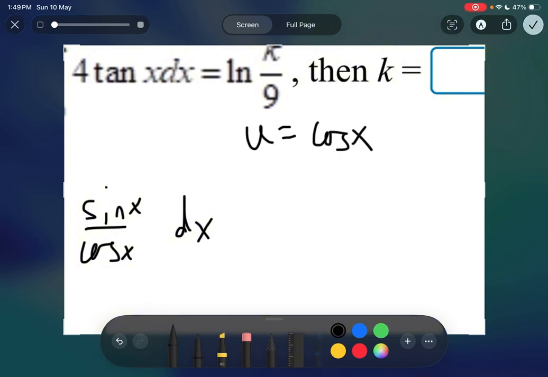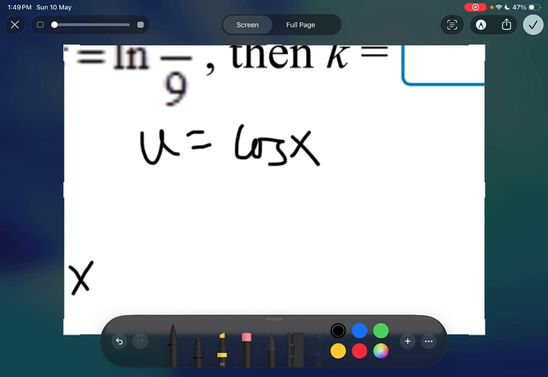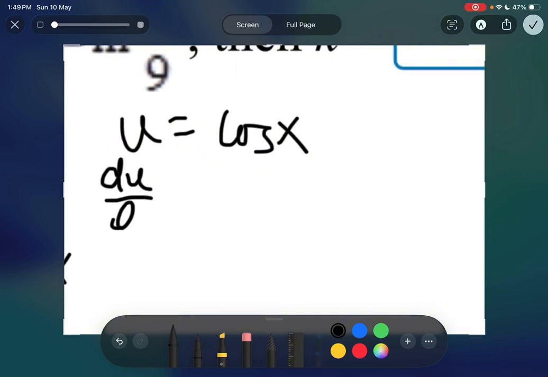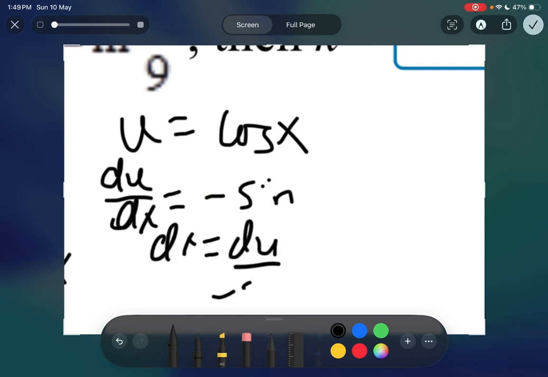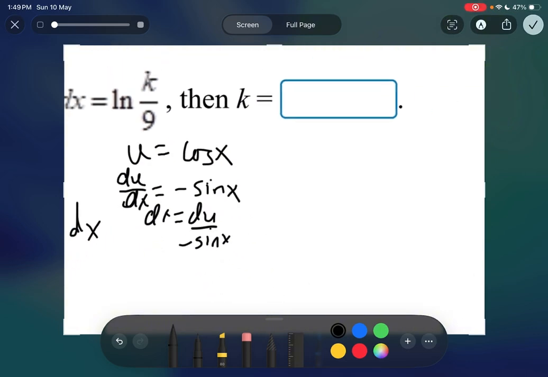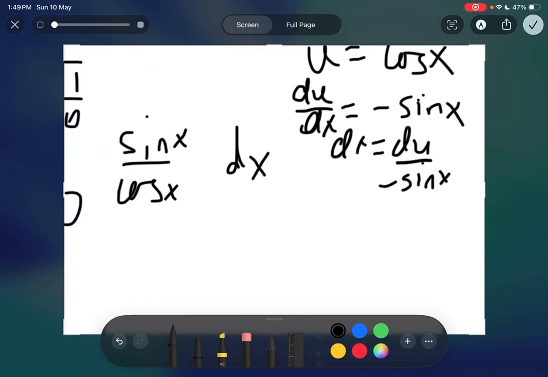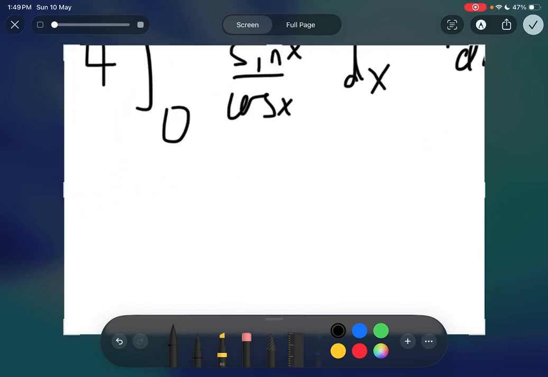So the derivative of that is minus sine of x, because you know that if y is equal to cosine x, y prime is minus sine x. So du over dx is equal to minus sine of x. So dx will be equal to du over minus sine x. And you found the du and everything. But then here, now what you do is you go back.